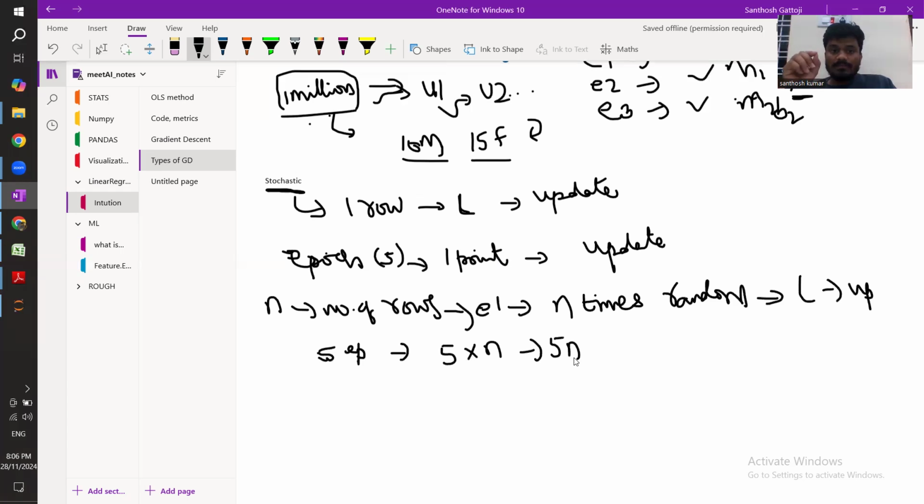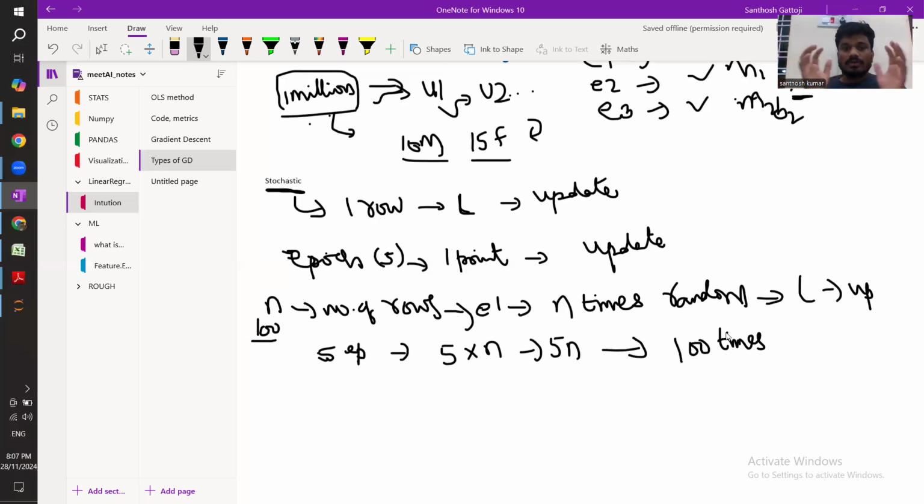Try to understand carefully. In each epoch, it will update n times. For example, if my number of rows is 100, just take some number, it will be easy. My data set has 100 rows. Consider one epoch: in one epoch, it will update 100 times. Forget about epochs if it's confusing. I have the complete data set and I'm asking stochastic gradient descent to apply on this.